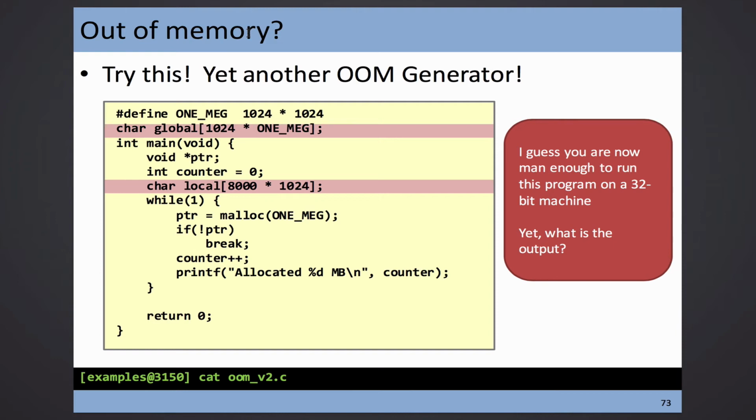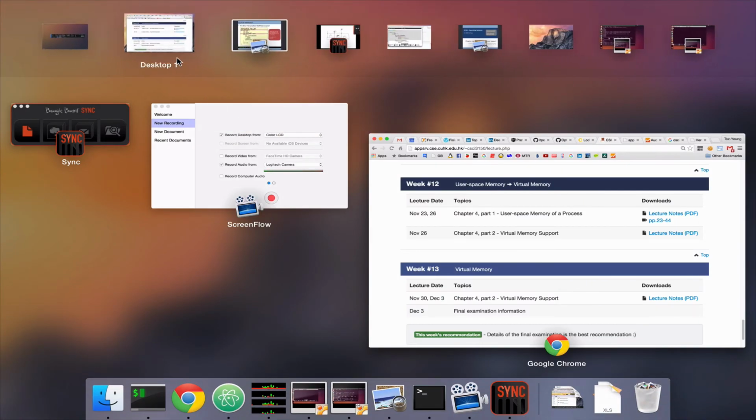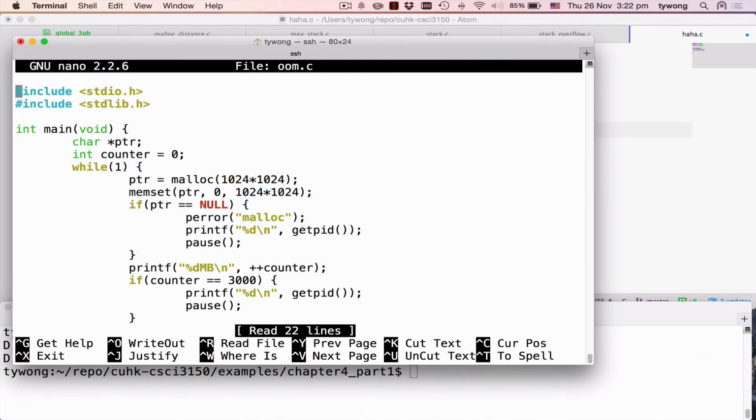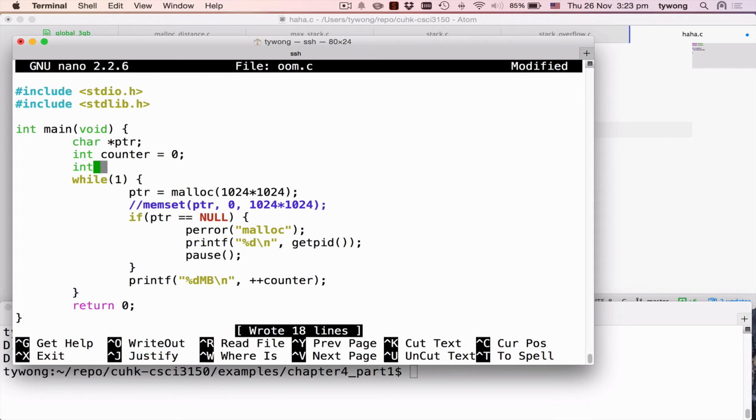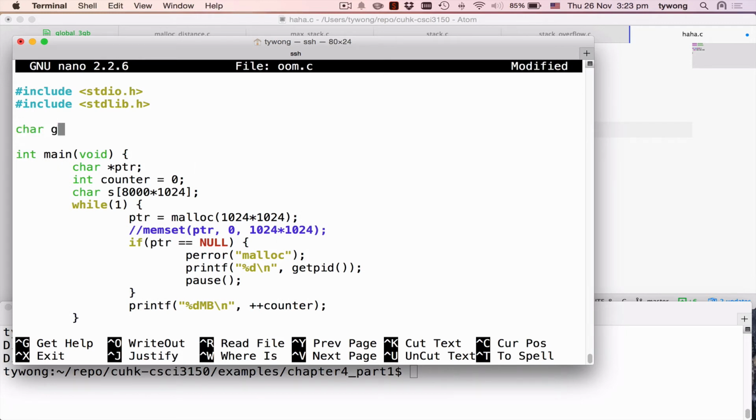Do you see the difference between this and the previous time? The previous time I didn't have a huge global variable or a huge stack variable. Now I introduce two variables there. Will it affect my allocation? That's why I don't log out from my department, because I will relaunch the program. I comment, then I add a big enough stack, I call it 8000 times 1024. And I will also have a big variable in the global area.